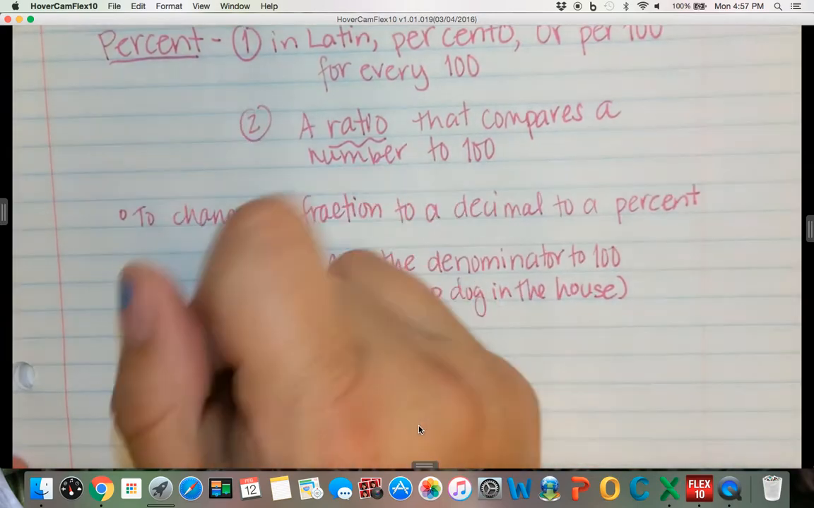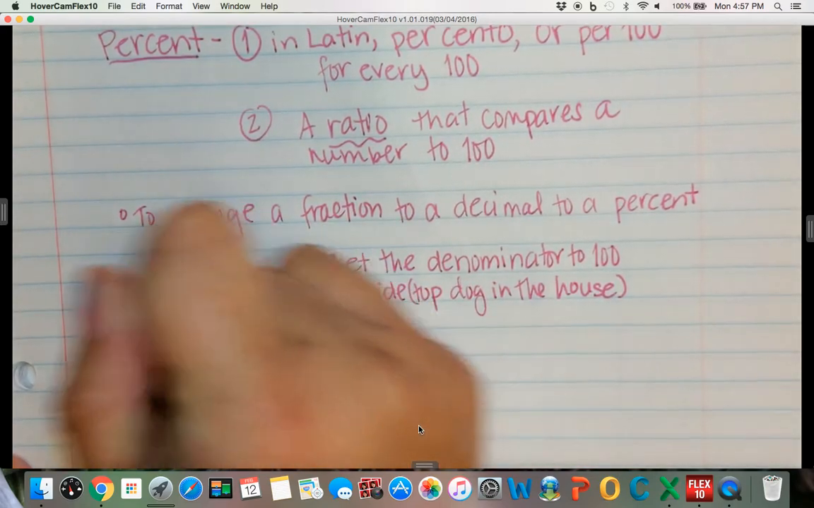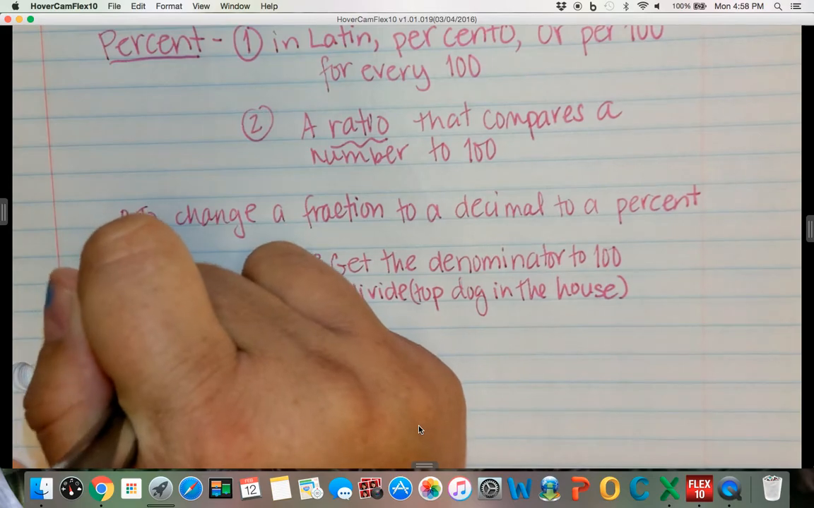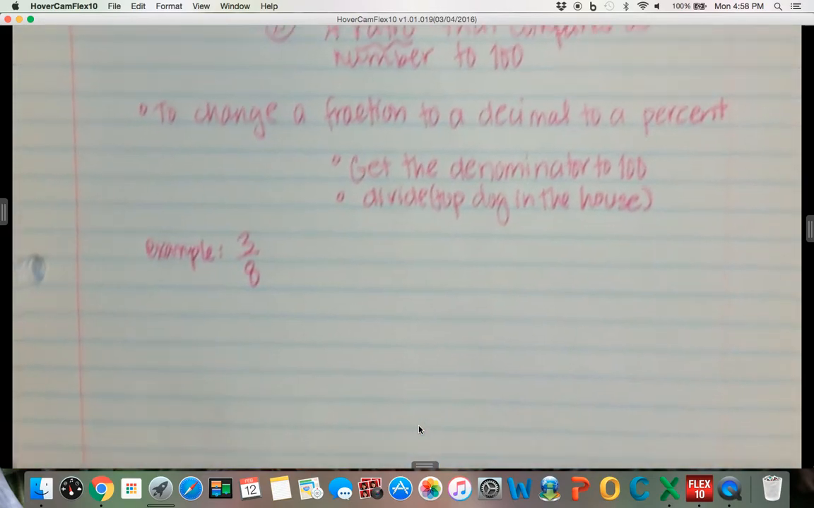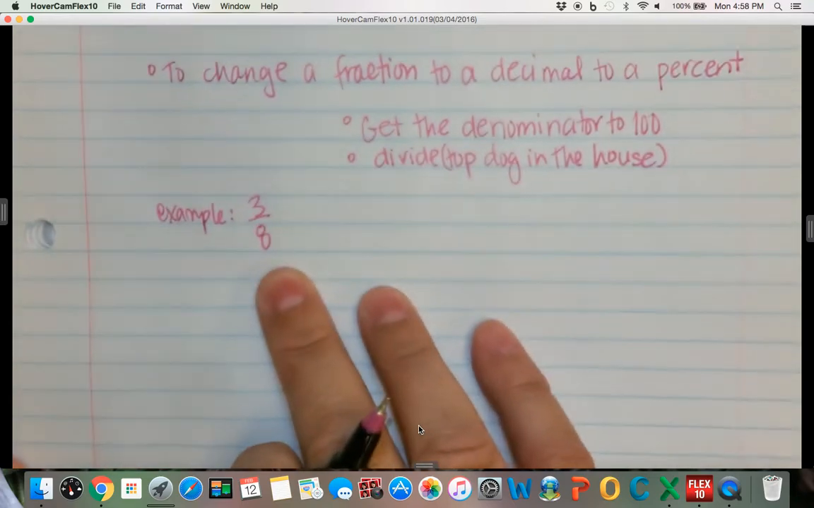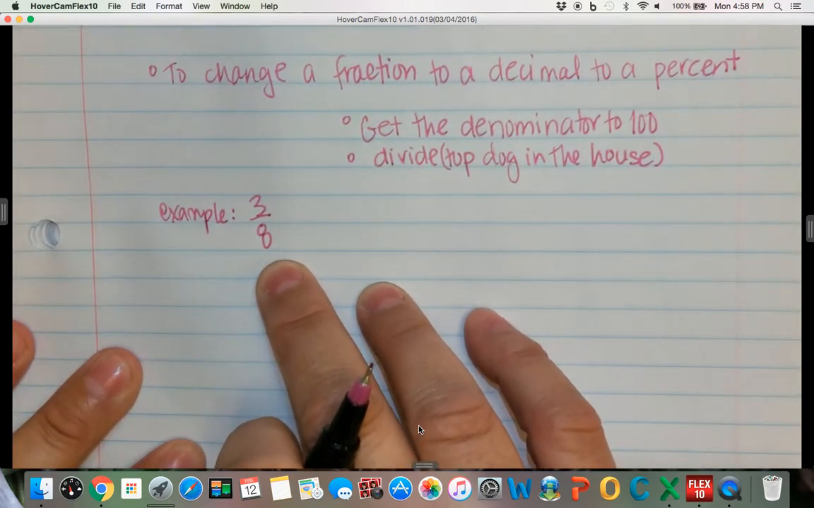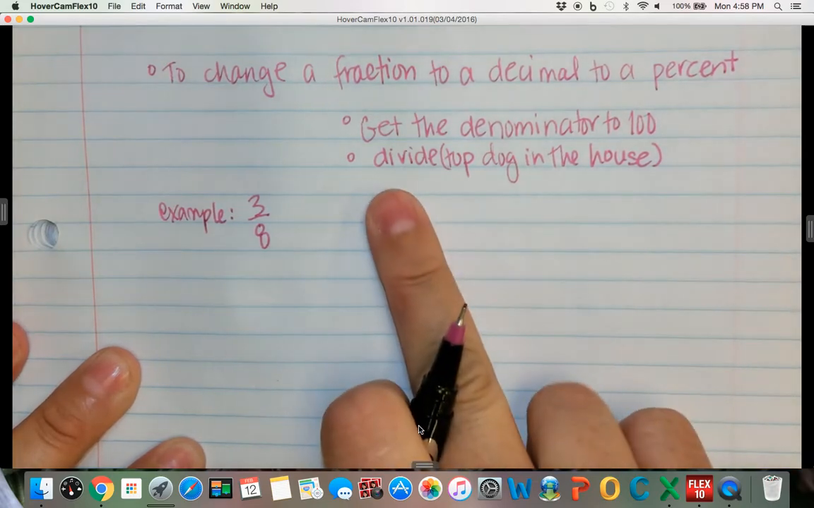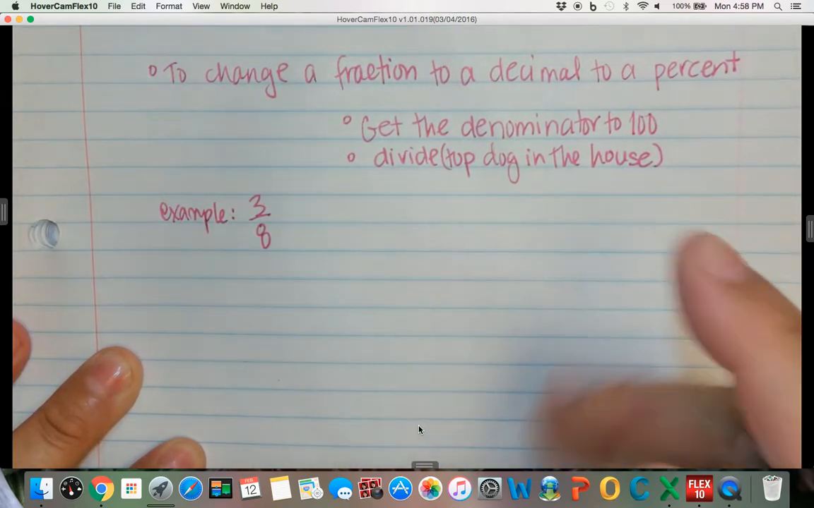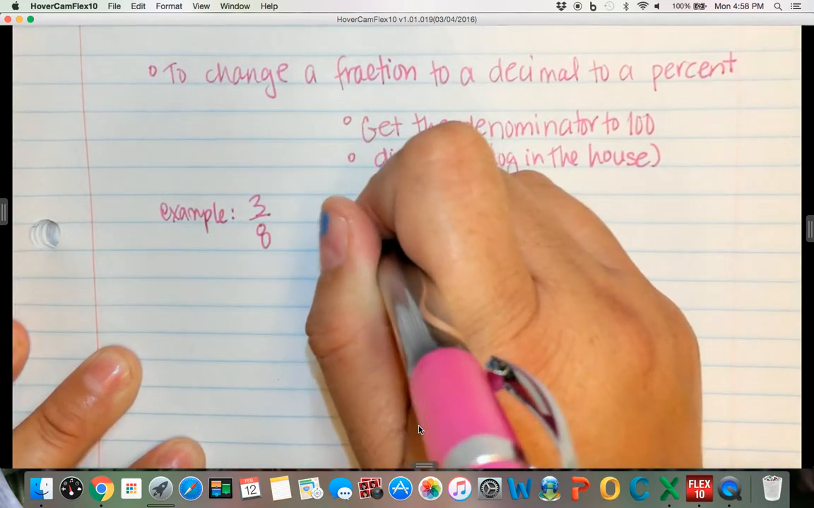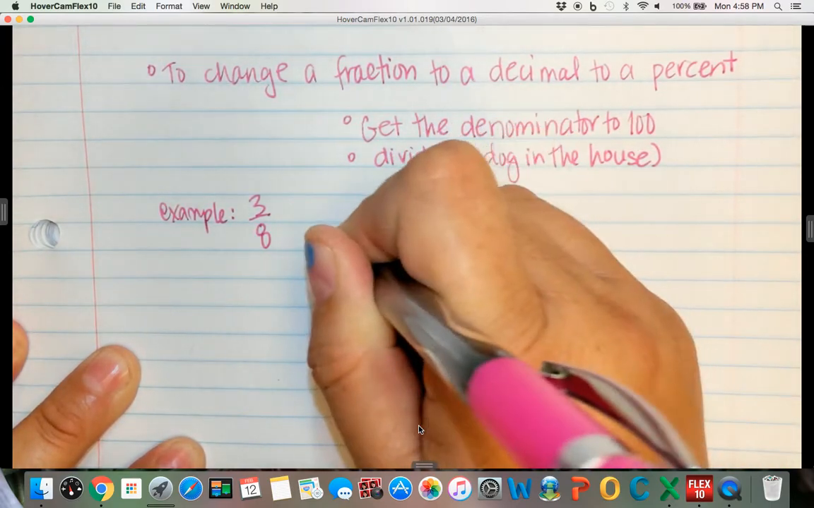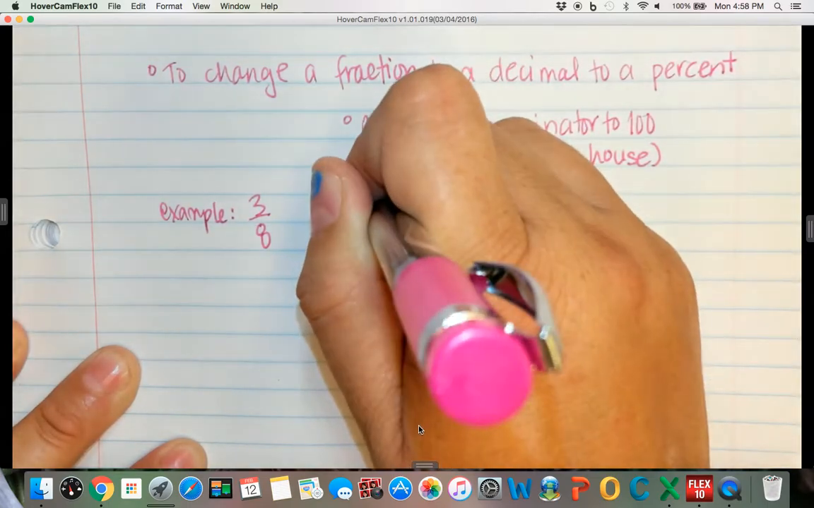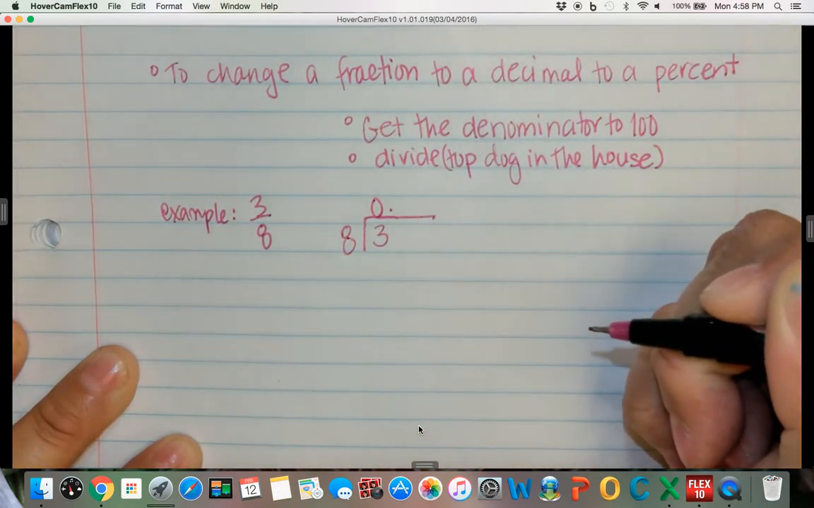So if we have 3/8, I want to know what 3/8 is as a percent. So I start with the fraction. 8 does not easily get to 100. So I'm going to do the second one, top dog in the house, which means the 3 goes into the house, the 8 goes on the outside. 8 does not go into 3, so I have to use a decimal.